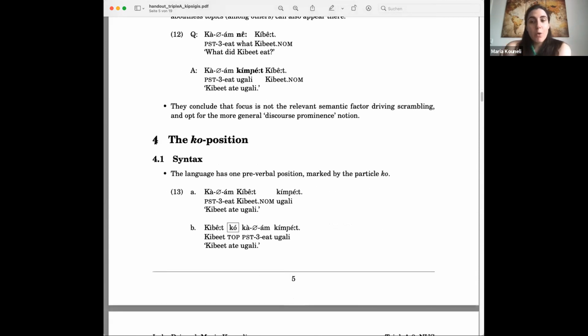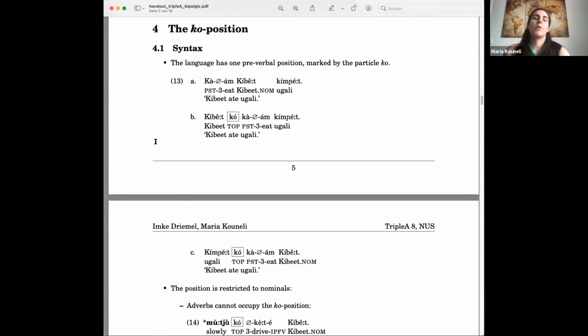Okay, so now we're moving on to the co-position, which is the focus of the talk. Even though the language is verb initial, there is one pre-verbal position in the language marked by the particle ko. So in 13a, we see the basic VSO order: ate, Kibet, ugali. But we see that you can also have the order in B, where we have Kibet, ko, ate, ugali. And in C, we see that the object can also be in this topic position. So ugali, ko, ate, Kibet.